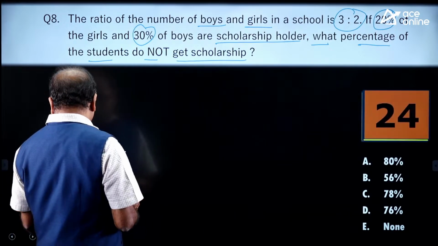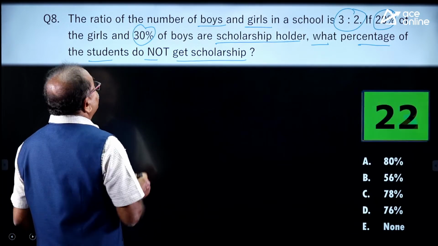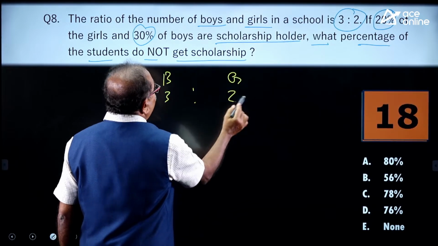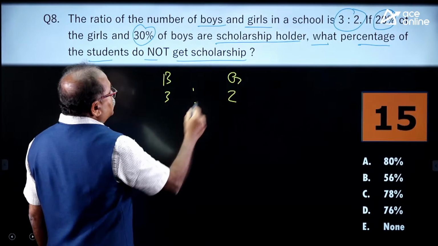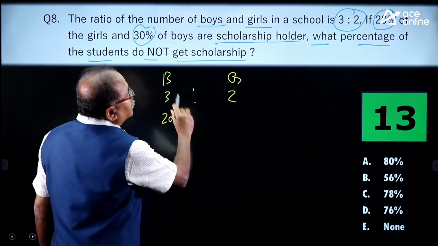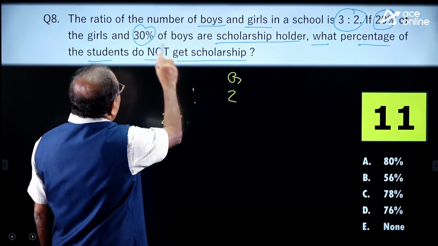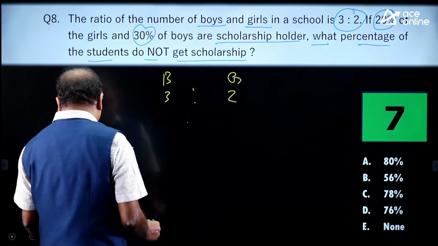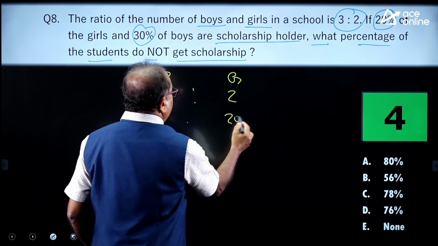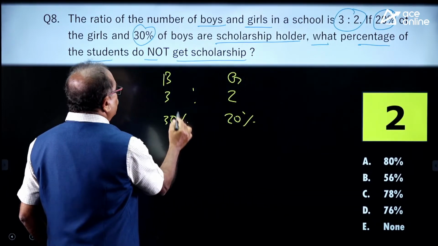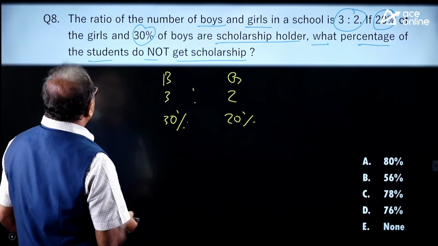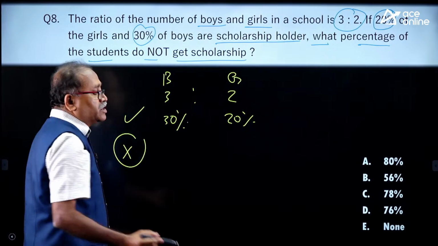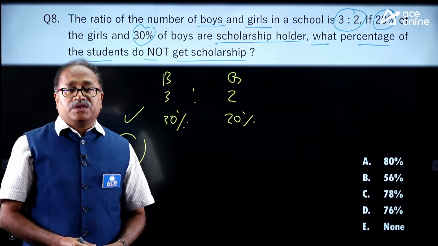So the boys to girls ratio is given to us already here. Boys and girls, their ratio is 3:2. Those who got the scholarship: girls 20%, boys 30%. Now what percentage of the students are not getting the scholarship?